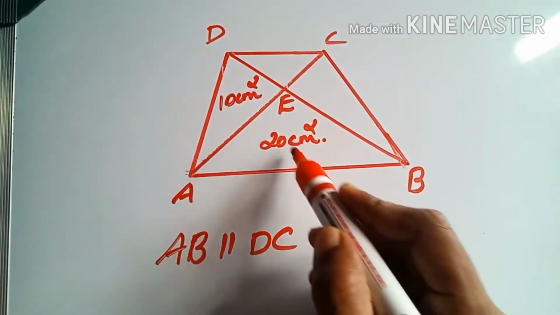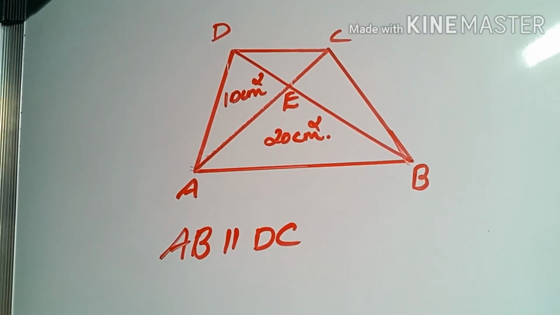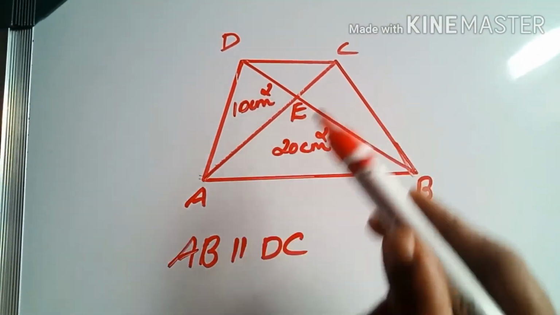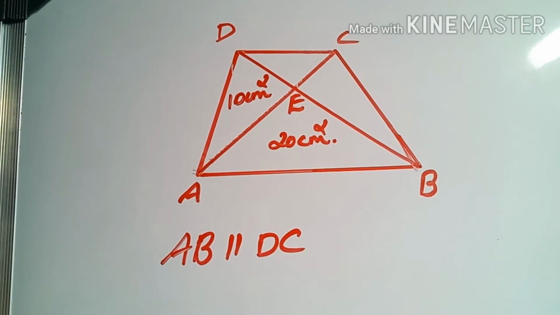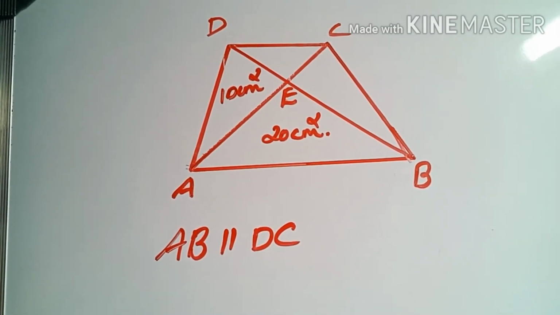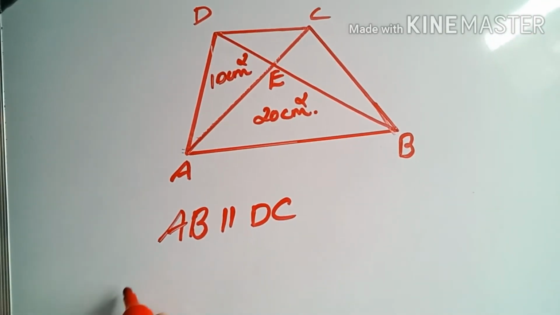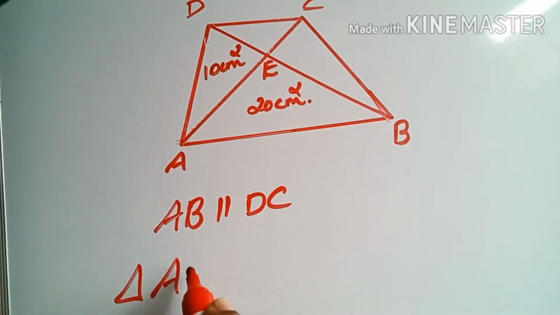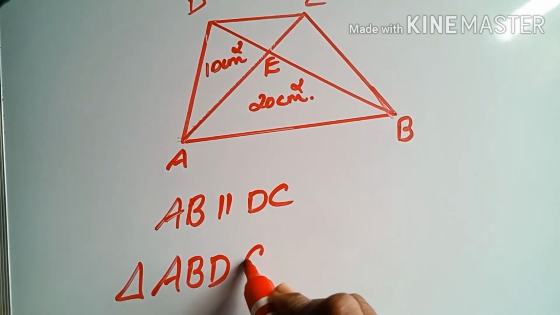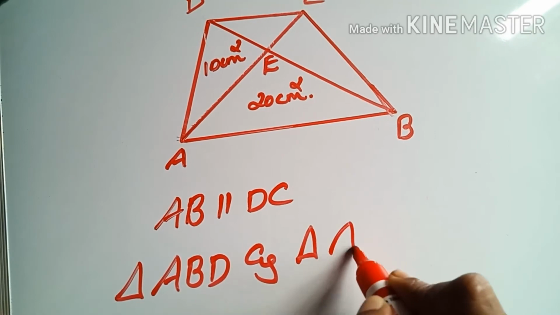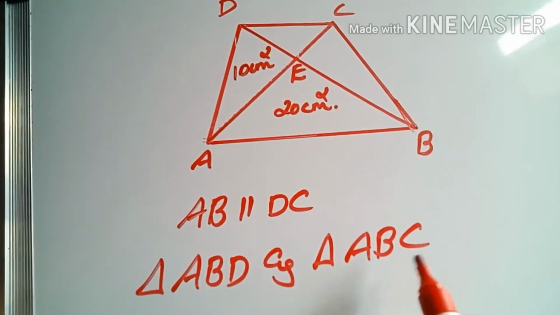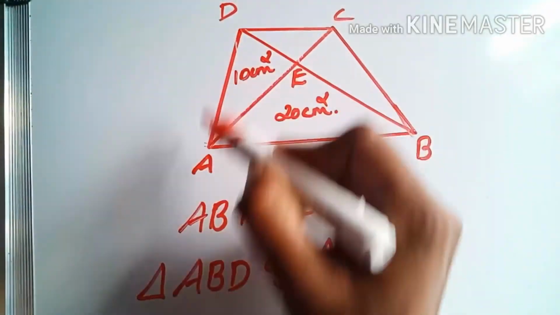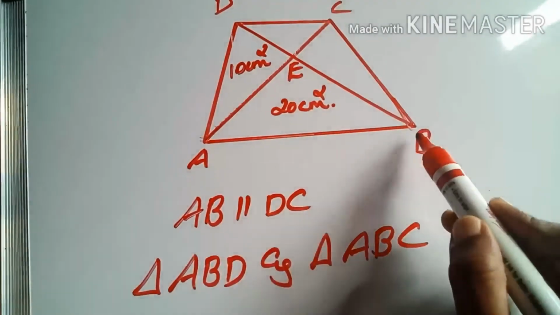Now only two triangles' areas are given. We need to find these two triangles' areas, then only we can find the area of this trapezium. Okay, so in order to find that, first consider triangle ABD and triangle ABC. Okay, these two triangles, just consider triangle ABD, this one, then ACB.